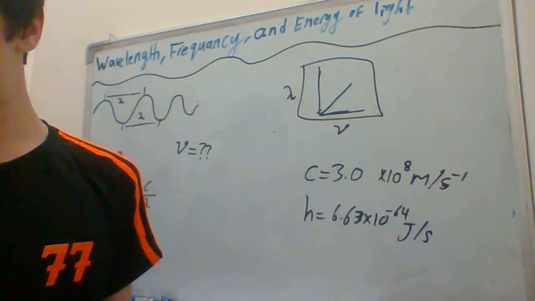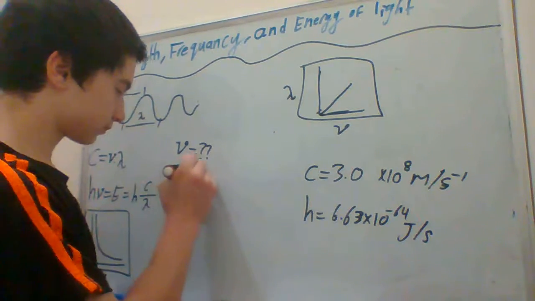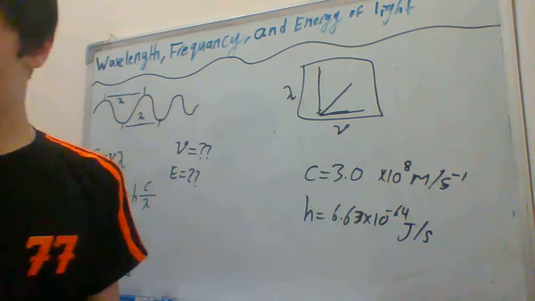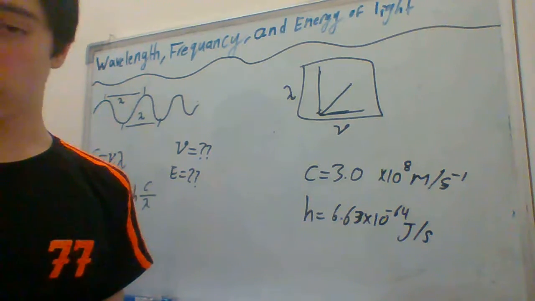What are the frequency and the energy? Also energy. We don't know what is energy here. Unknown. So what is the frequency and energy of blue light that has a wavelength of 400 nanometers?